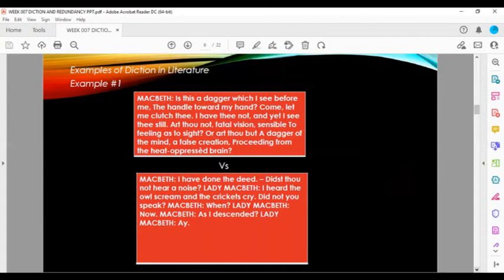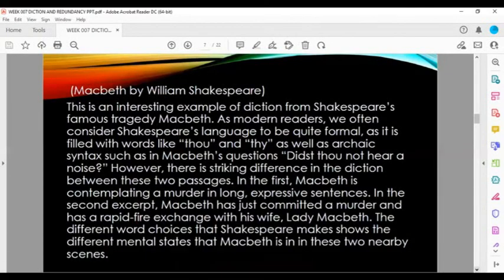Versus, I have done the deed. Didst thou not hear a noise? Lady Macbeth: I heard the owl scream and the crickets cry. Did not you speak? When? Now. As I descended. So this diction conveys a different type of impression.